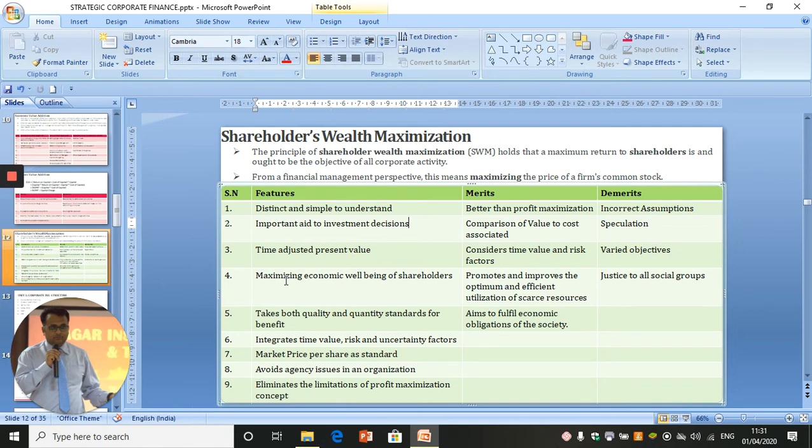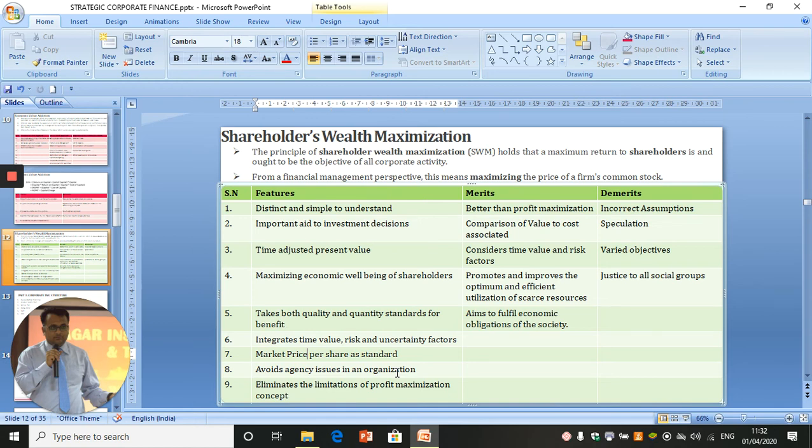Important aid to investment decisions, time adjusted present value, because market price discounts everything. So it time adjusts also, maximizing economic well-being of the shareholders, taking both quality and quantity standards for the benefit. It integrates time value, risk, and uncertainty factors, because market price of any share integrates all these factors. Market price per share as standard avoids agency issues in an organization. The organization gets rid of agency issues and other issues which are not related to shareholders' wealth maximization.